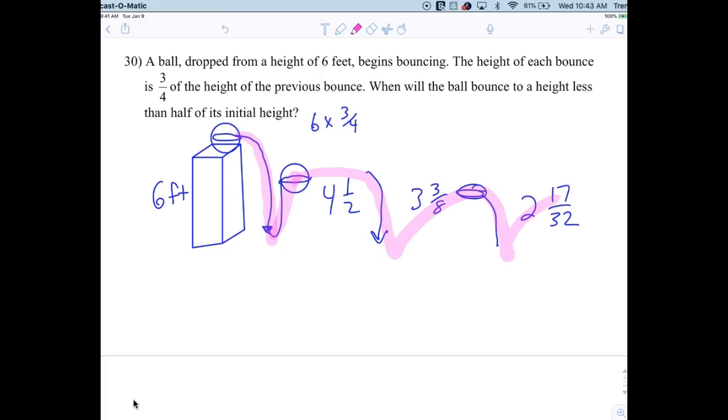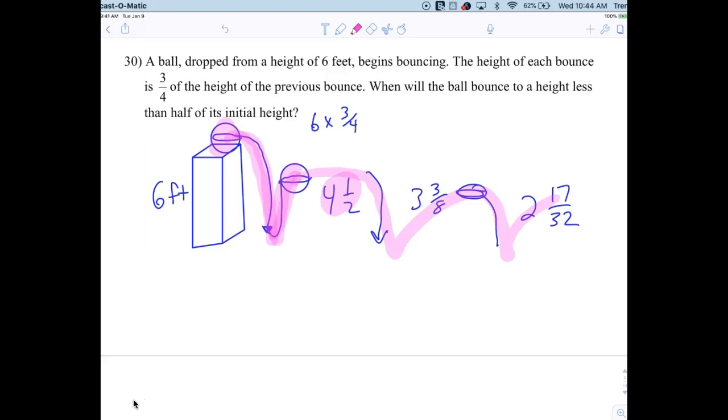Doesn't it say the previous bounce? That's right. That means this right here. The new height is 4.5. What was the previous? There was nothing previous. It started at 6. And then you let it drop, and it bounced up to 4.5 feet, because I did 6 times 3/4. So it says the height of each bounce is 3/4 of the previous bounce. Well, there really wasn't a previous bounce. It just started at this height.